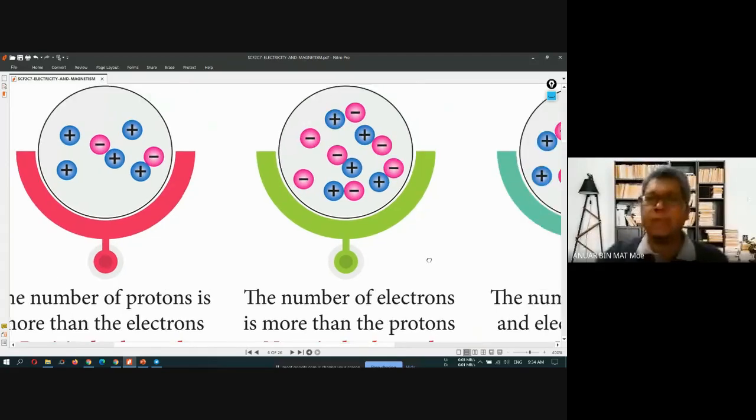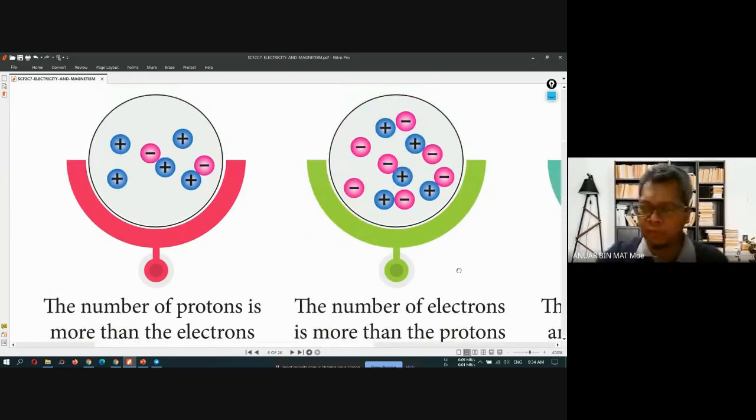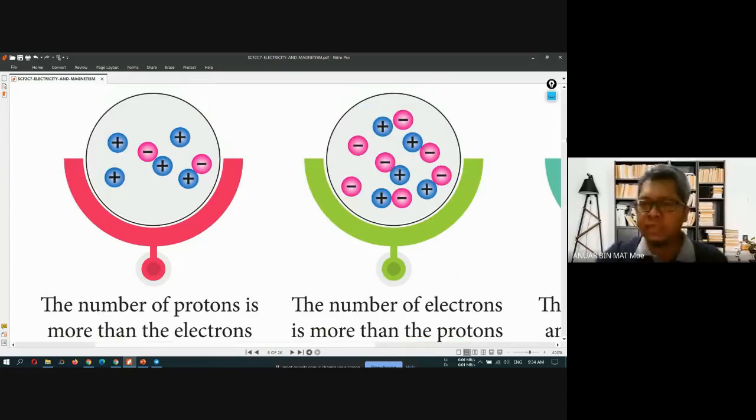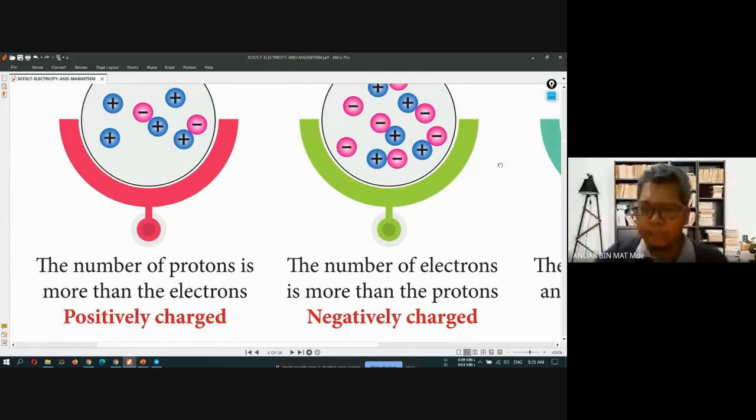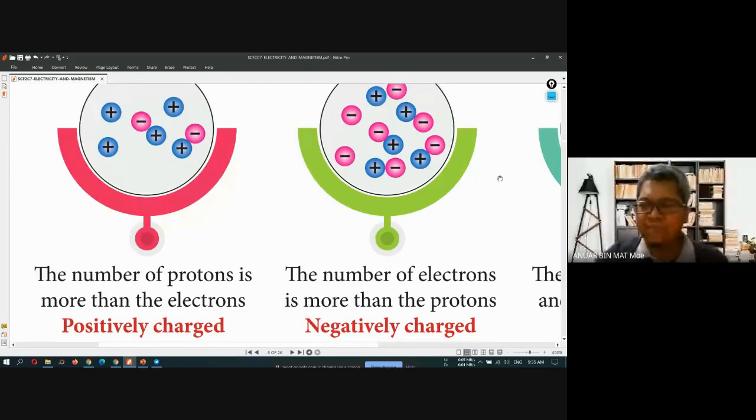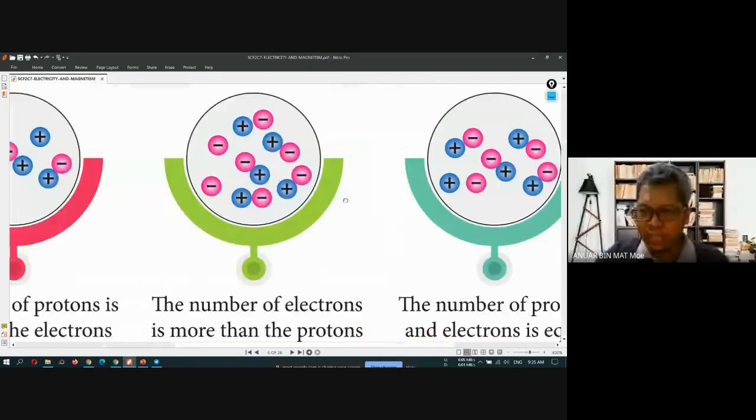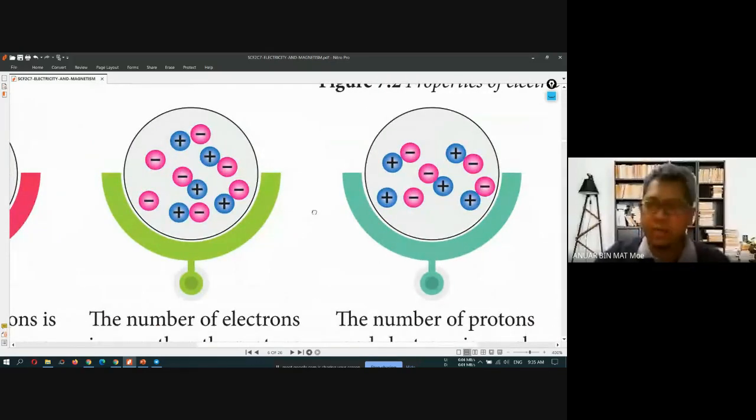Next, the picture on your right has more negative charges than positive charges. We have 1, 2, 3, 4, 5, 6, 7 negative charges, whereas we only have 1, 2, 3, 4, 5 positive charges. So we can say that the object is negatively charged. If equal amount, we call it neutral.